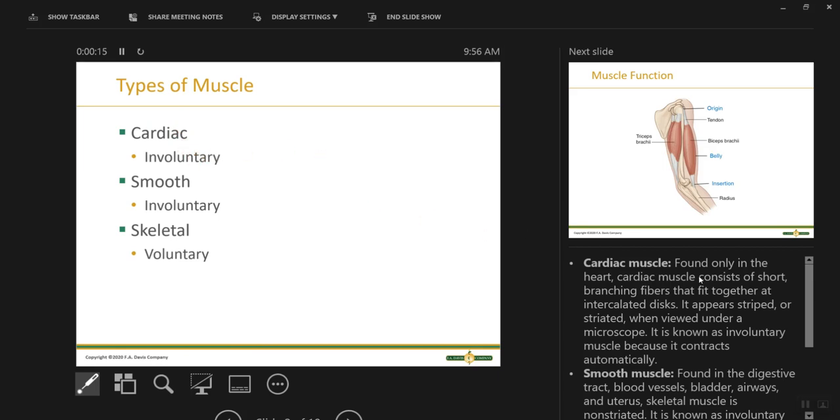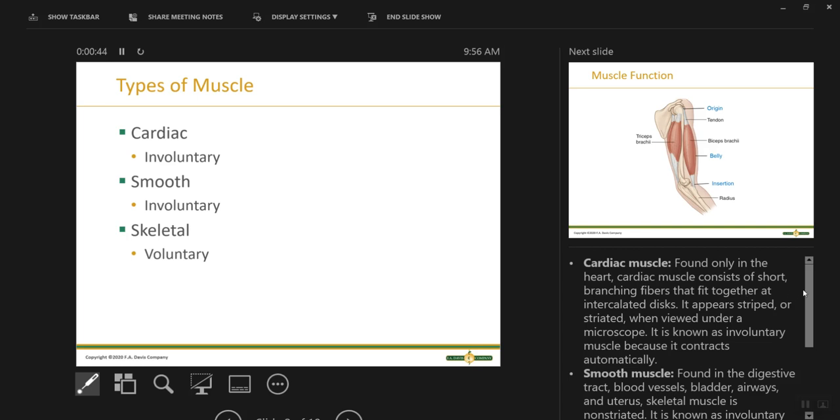So we're going to go over here. Cardiac muscles are found only in the heart. Cardiac muscles consist of short, branching fibers that fit together at intercalated discs. We did talk about intercalated discs before. Now, we don't need to focus on cardiac muscle tissue for this section, but I just want to remind you that there's different types of muscle tissue.